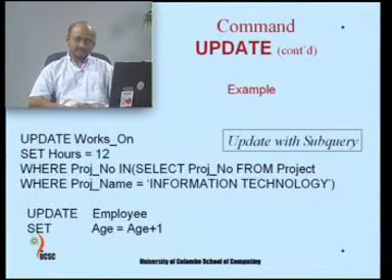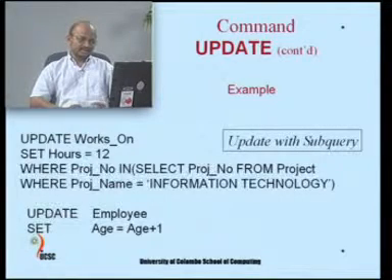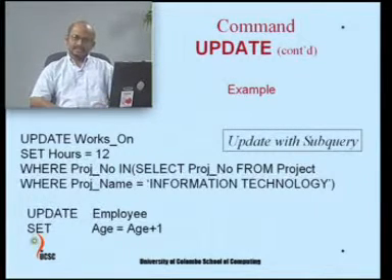and in this particular case we are updating a table called works on, and we are changing the hours worked to a particular value, in this case 12, and we want to do it for a particular project, and that project is identified using a project number, which is what is checked here. The project number, as we do not know it in this particular case, we are extracting by using the known information, which is the project name. So, the project name is taken as information technology.